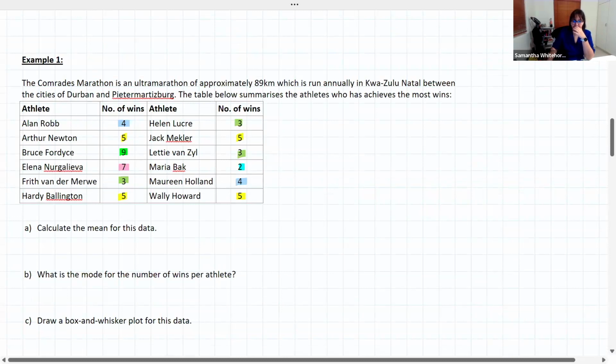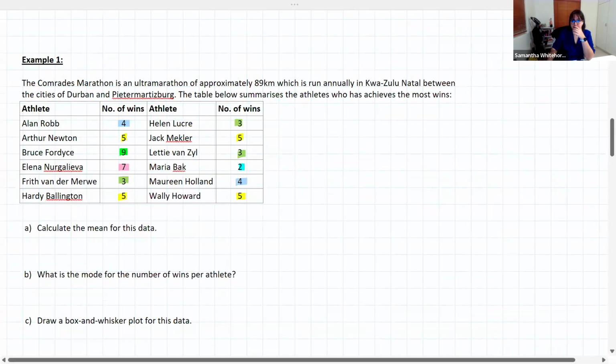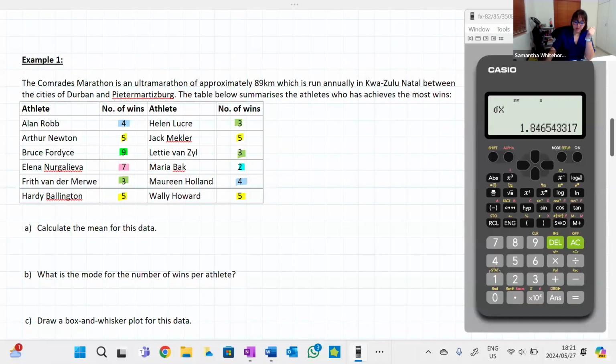Now, you can't see that yet, but there's a calculator on my screen. So let's just share that. Just give me a thumbs up when you can see the calculator, please. Thumbs up if you can see. Great. Okay, so let me get it back to where it needs to be.